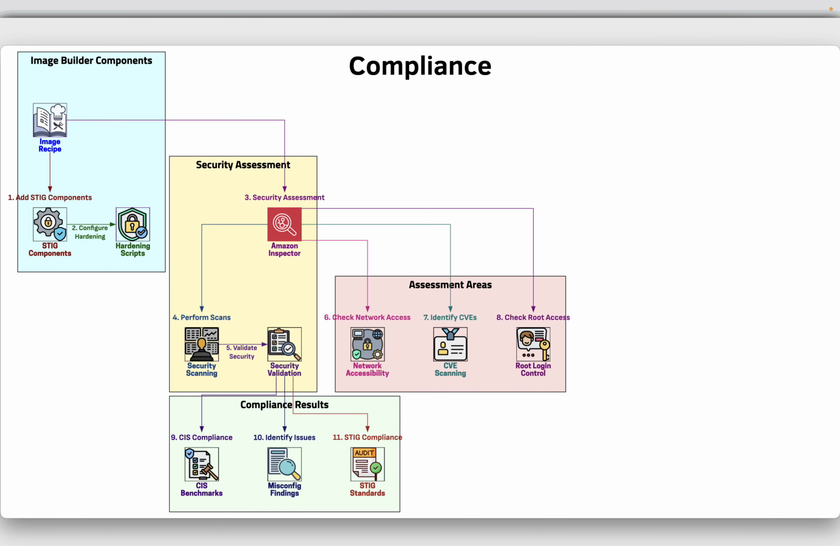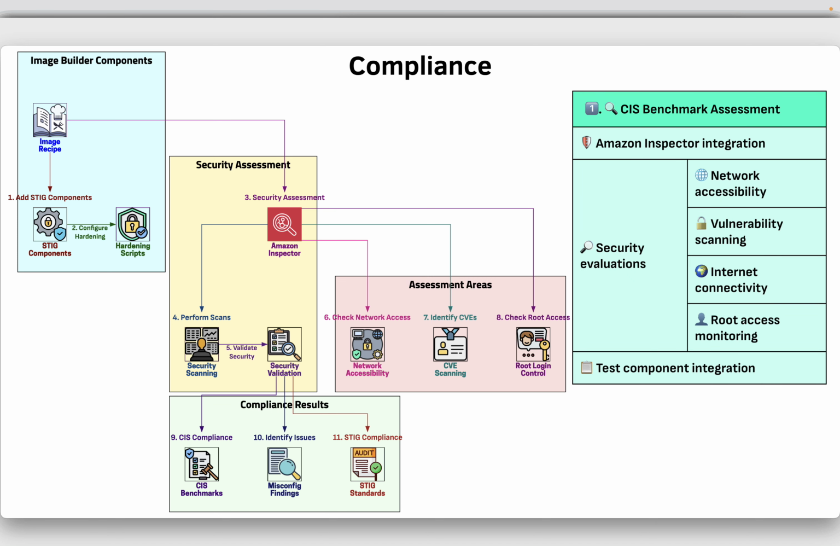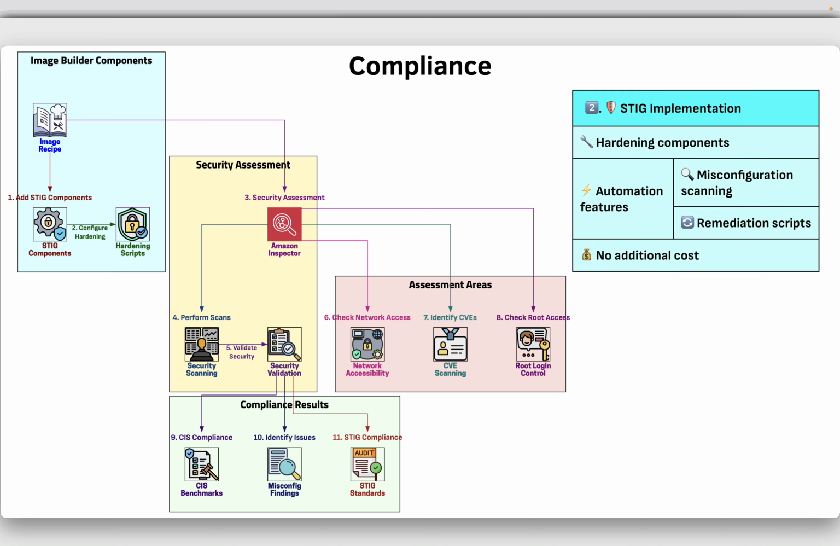Next is compliance. So the CIS, the Center for Internet Security, benchmark assessment in EC2 Image Builder provides Amazon Inspector integration to perform comprehensive security evaluations, including assessments of network accessibility, vulnerability scanning for unpatched common vulnerabilities and exposures (CVEs), monitoring of public internet connectivity, and validation of root access controls, with Amazon Inspector available as an optional test component in image recipes.